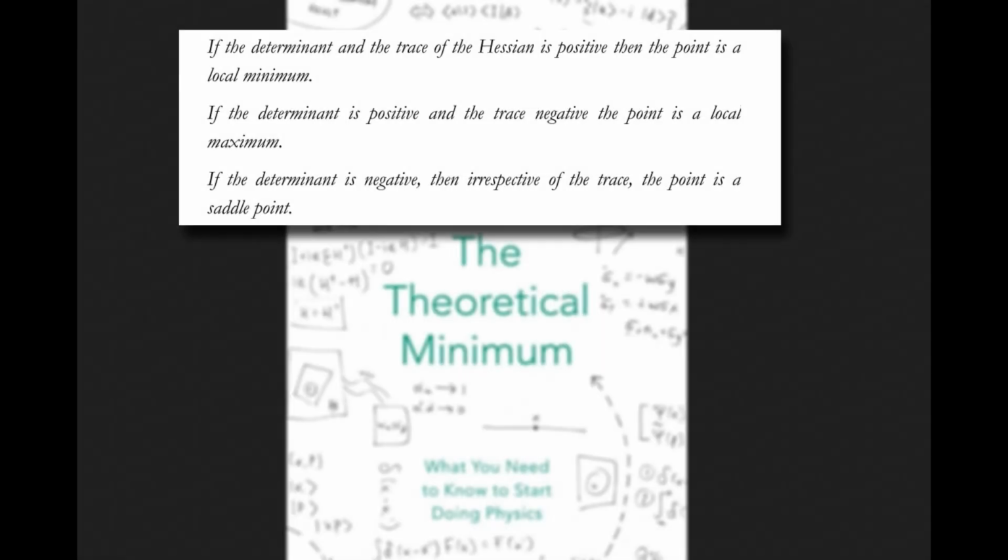If the determinant and the trace of the Hessian are positive, then the point is a local minimum. If the determinant is positive and the trace negative, then the point is a local maximum. If the determinant is negative, then irrespective of the trace, the point is a saddle point. However, one caveat: these rules specifically apply to functions of two variables. Beyond that, the rules are more complicated. None of this is obvious for now, but it still enables you to test various functions and find their different stationary points. Let's take an example.